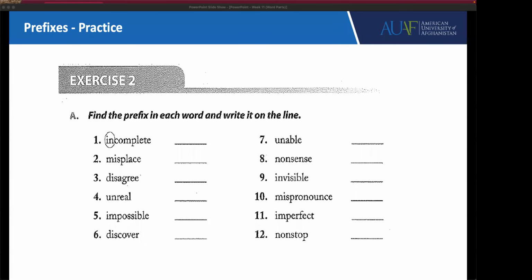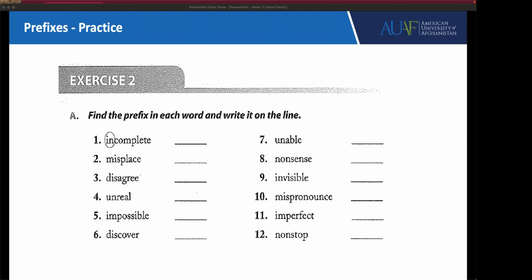Wait, okay, the second one? Yeah, misplace. I think the prefix is miss. Good. M-I-S. Very good. Okay. Does somebody want to do number 3? Go ahead, Nazanin. Disagree. The prefix is dis. Very good. Number 4, Masoma. Unreal, the prefix is un. Very good.